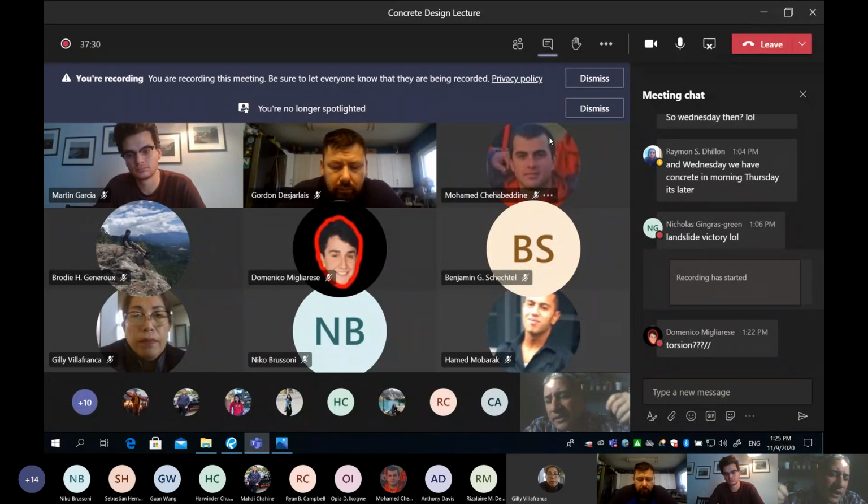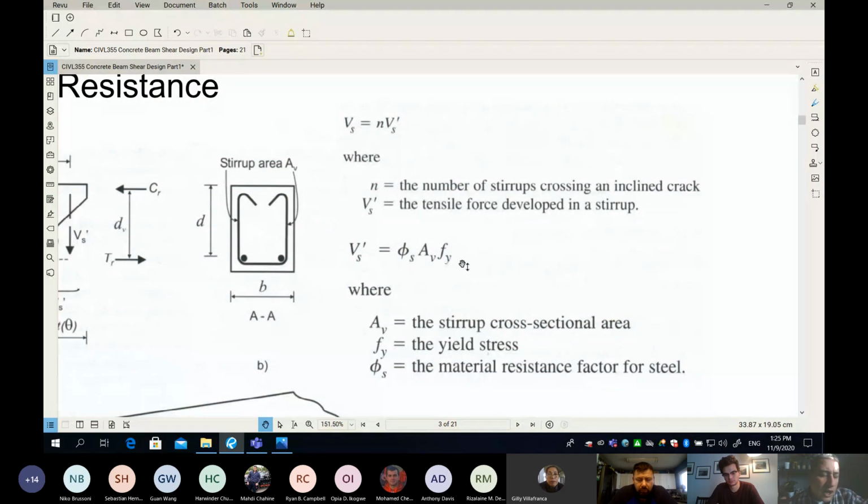And then finally, you simply multiply by our resistance factor, which is a reduction. So here is the area. I'm going to call it for now Av, and I'll give you details of Av soon. If you multiply it by Fy, this basically gives you the force that is required to fail a stirrup. And then why do we use this phi s?